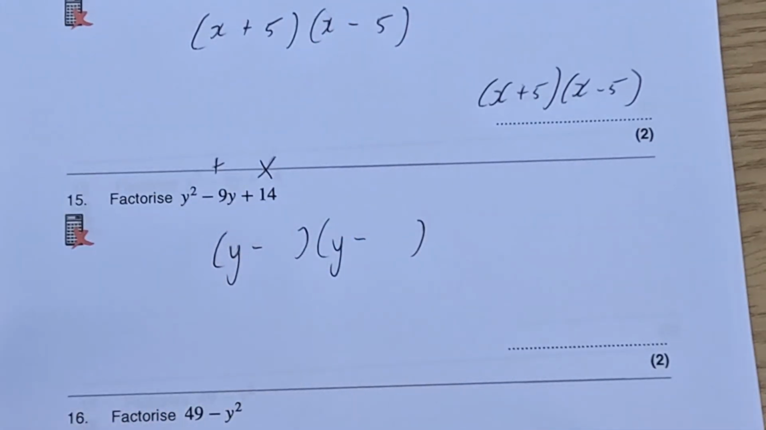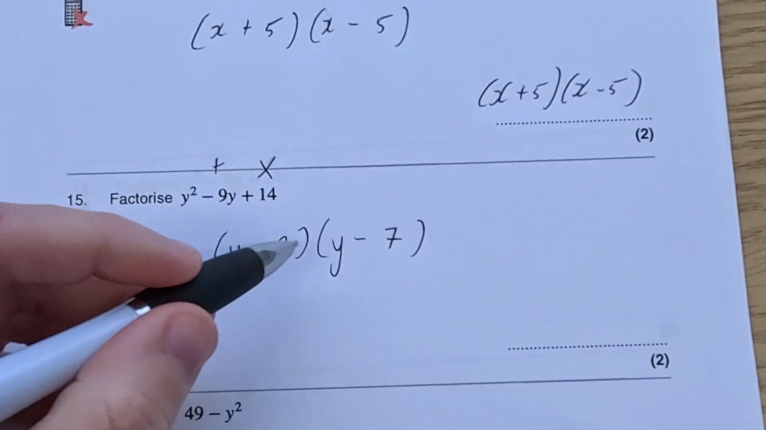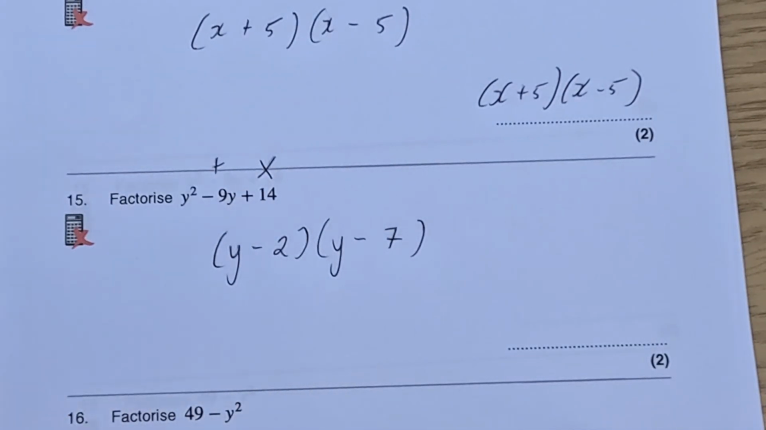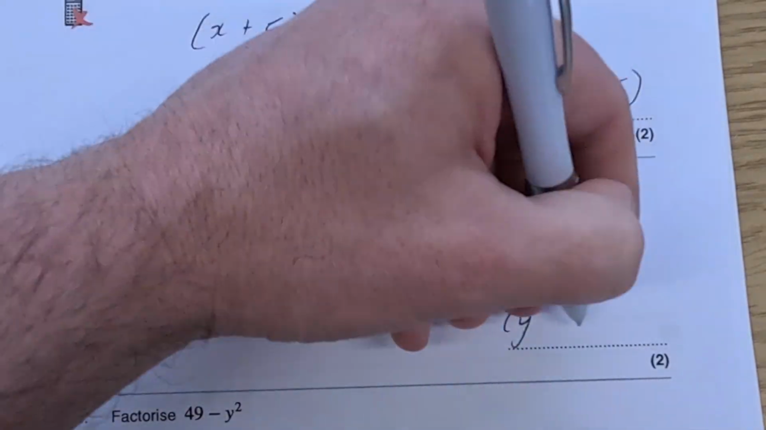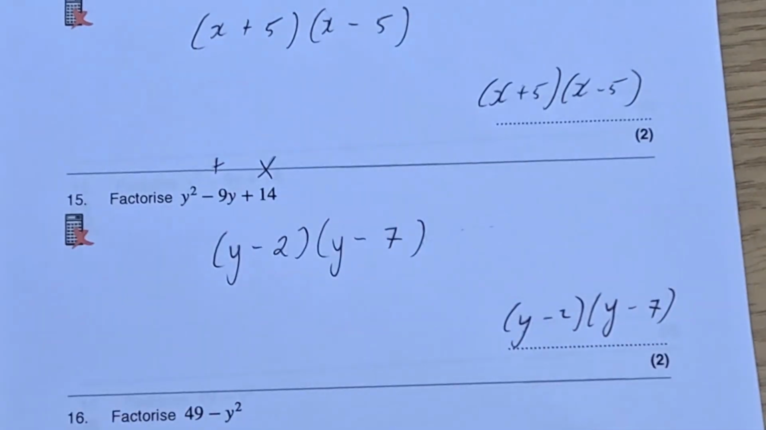In terms of 14, the factors of 14 are 1 and 14 and 2 and 7. So we're going to go for minus 2 and minus 7 because minus 2 times minus 7 is 14. Minus 2 plus minus 7 will be minus 9. So that's our answer, y minus 2 and y minus 7. And that's it. Okay, let's look at the next question, question number 16.